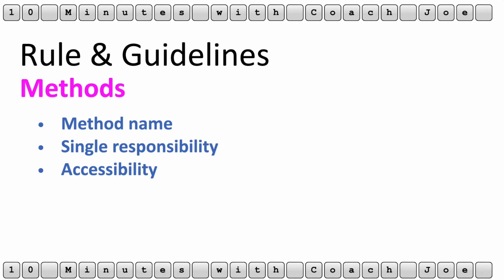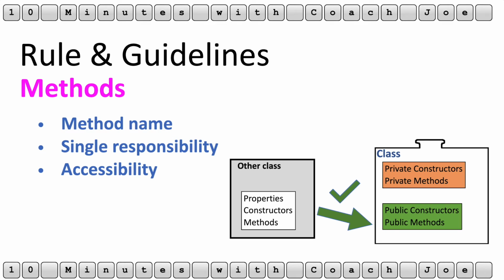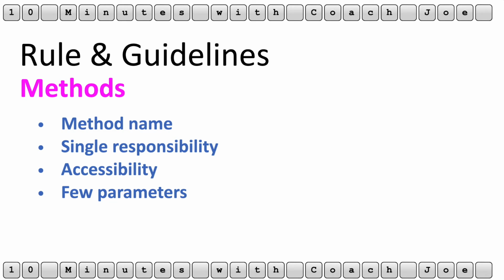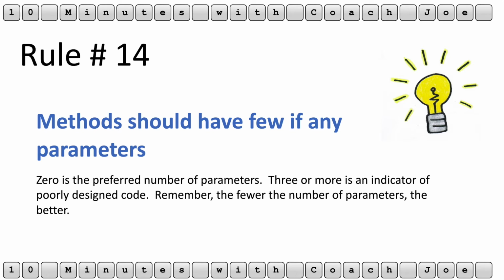The next rule or guideline is method accessibility. Only expose methods needed by other classes with the public access modifier. Methods that contain internal details should be hidden or set to private. The next rule or guideline is few parameters. Coach Joe rule number 14 states, methods should have few, if any, parameters. 0 is the preferred number of parameters. 3 or more is an indication of poorly designed code. Remember, the fewer the number of parameters, the better.